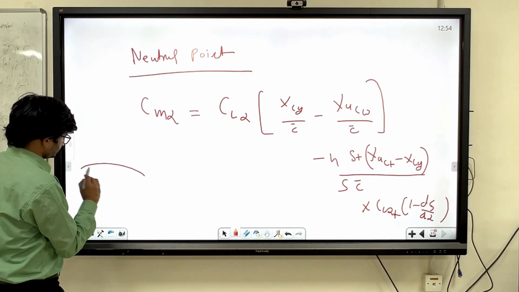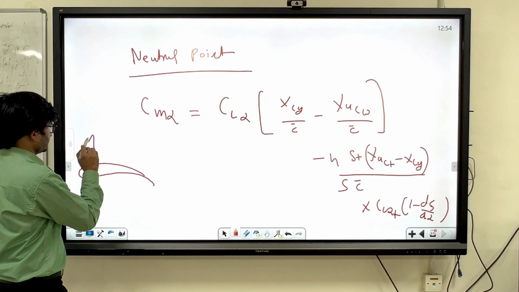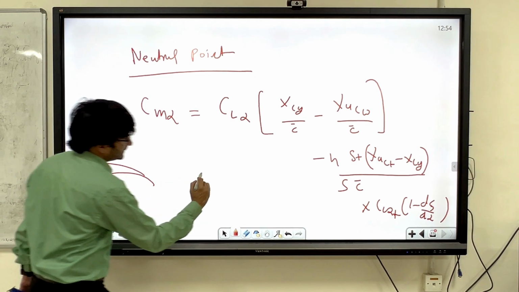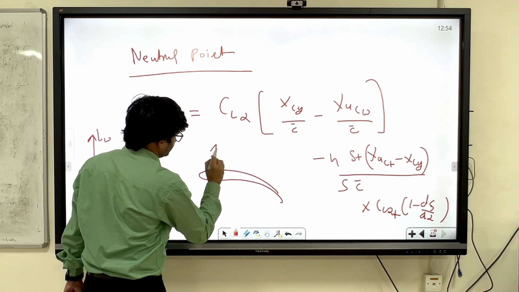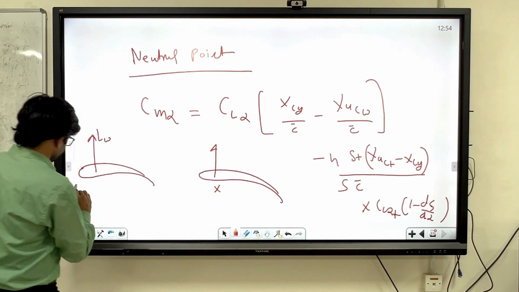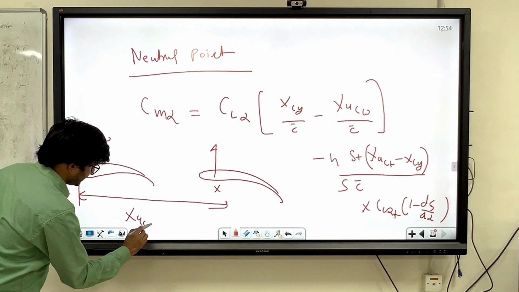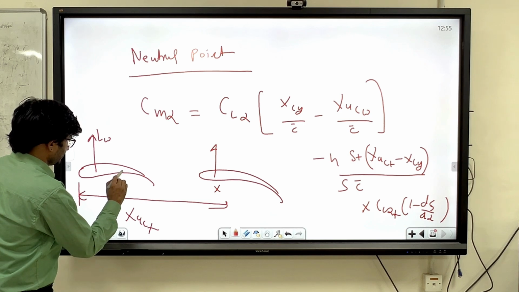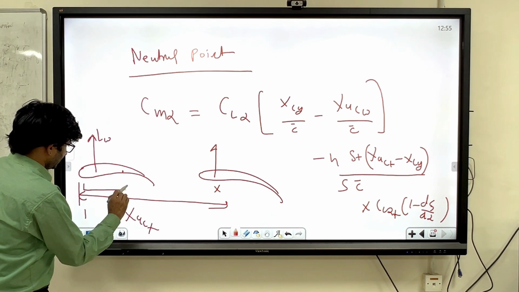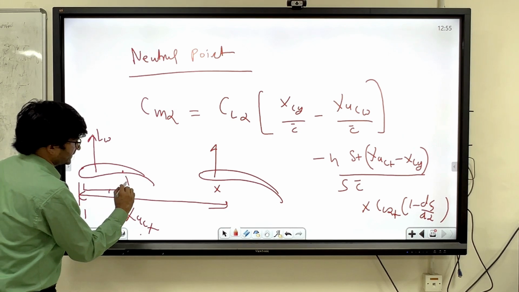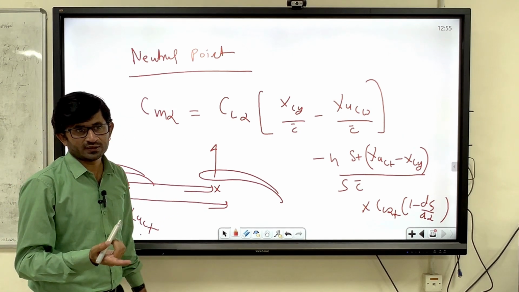See this. This is the aerodynamic center of the wing, right? And this is the aerodynamic center of the tail. So if you are considering the wing leading edge, this is XAT and this is XCG. So XAT minus XCG is only LT. Okay.